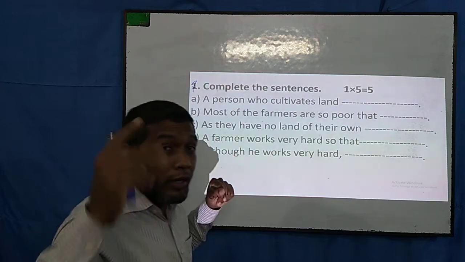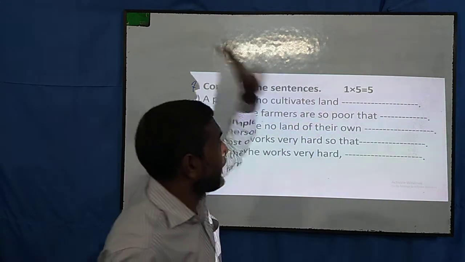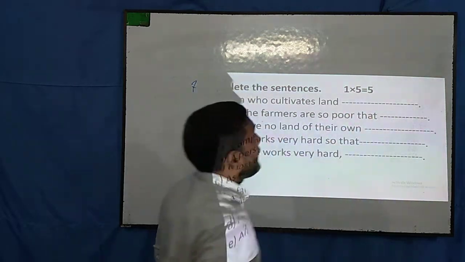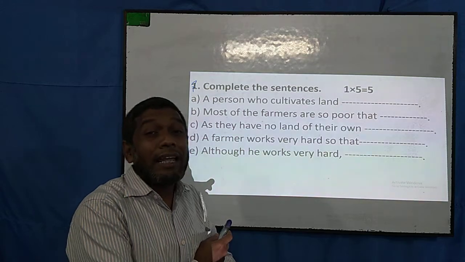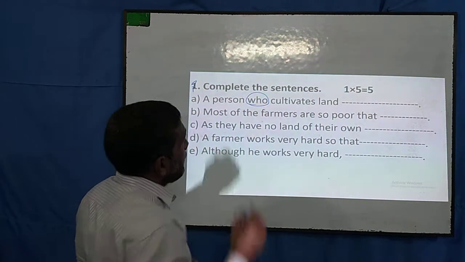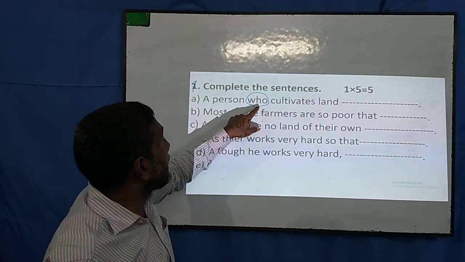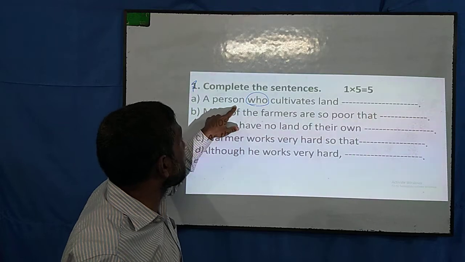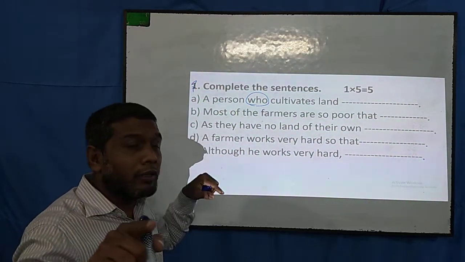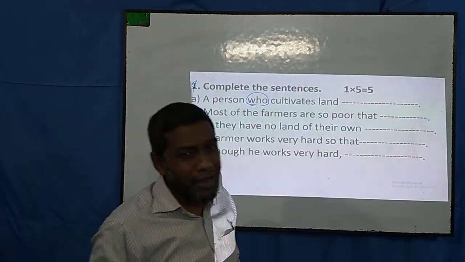I am going to give you a technique. A person who cultivates land. So it's a clause, but I have to complete the other clause. But as a student, if you have prior knowledge of the rules of this sentence, this is a relative pronoun and the antecedent of the relative pronoun has been used at the very beginning of the sentence. So according to the rule, whichever clause you write here, you have to start with the verb.